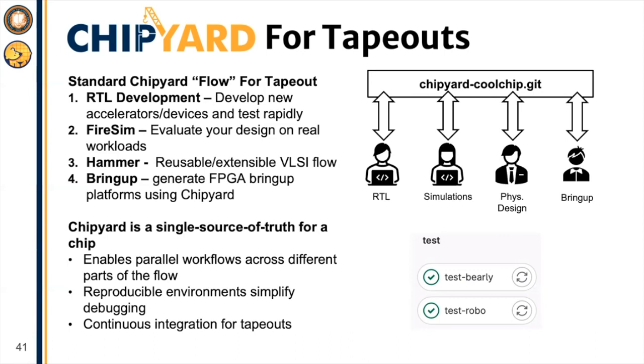And finally, I found out pretty recently that we can also do things like continuous integration for tapeouts. Some students developed a system where, whenever someone made a PR into their fork of Chipyard, they had CI running to make sure it didn't break their synthesis or place-and-route flows. So this really is enabling a lot of cool design space exploration and chip tapeouts.